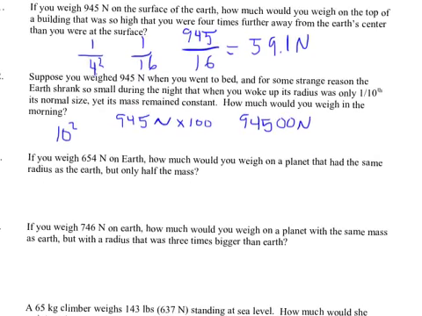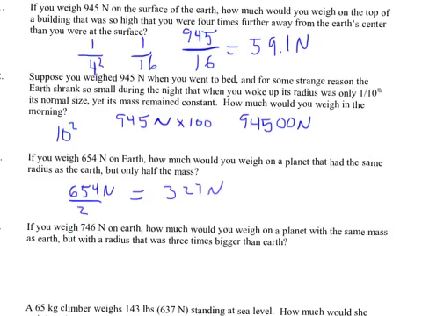So all I have to do is say 654 newtons, and I'm going to cut it in half, because that's what happens if the Earth has half that much mass. Half of that is 327 newtons.